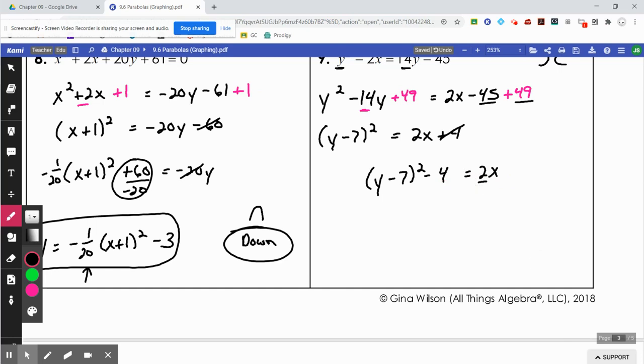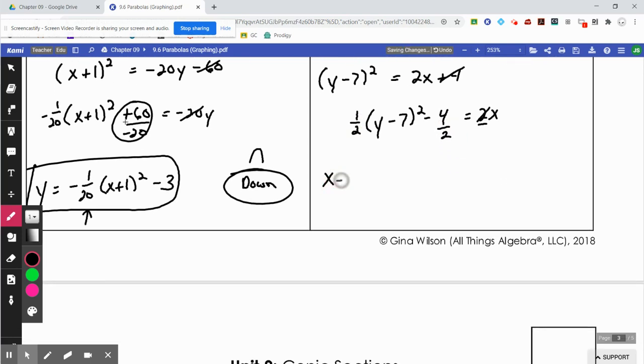To get rid of the 2, we're going to divide both of these terms by 2. To divide the first one by 2, I'm just going to flip and multiply. To divide the second one by 2, I'm going to write divided by 2. And I now have x equals 1/2 times (y minus 7) squared minus 2.